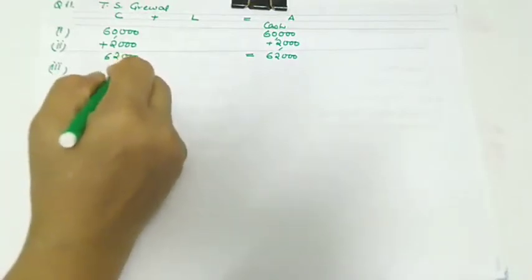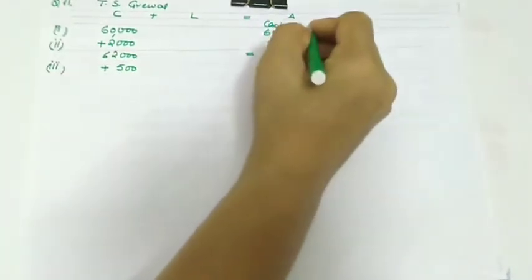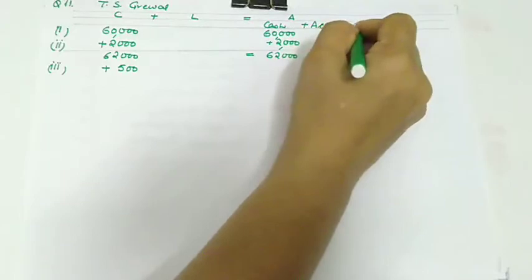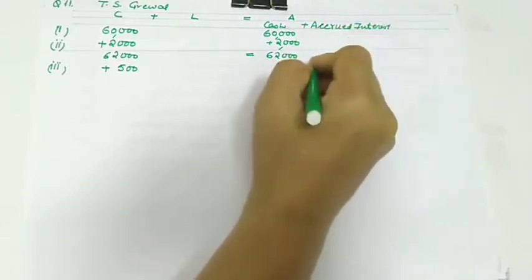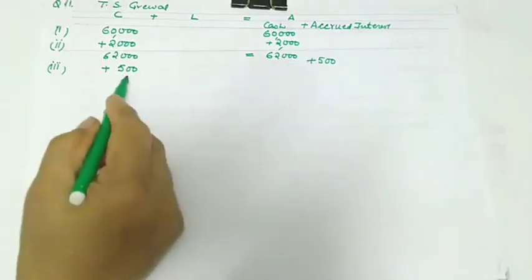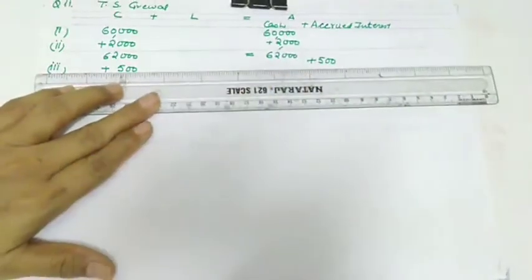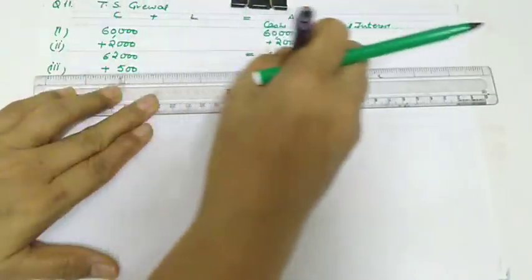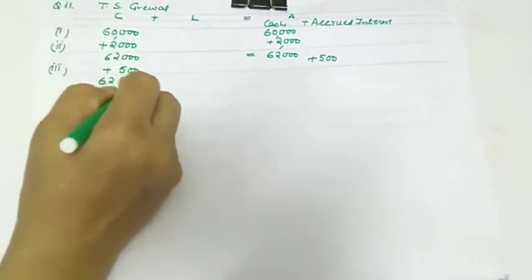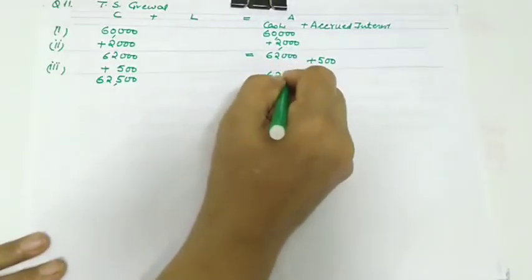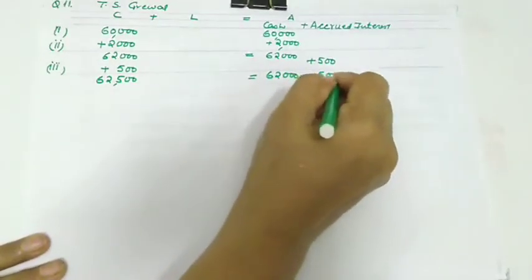Now third one is accrued interest of 500. Accrued interest, this is your income, and a new item will be added here because this is interest due and not received. So this becomes your asset, 500. So increase in capital and increase in asset. So this will be 62,500 and 62,000 here in cash and 500 accrued interest.